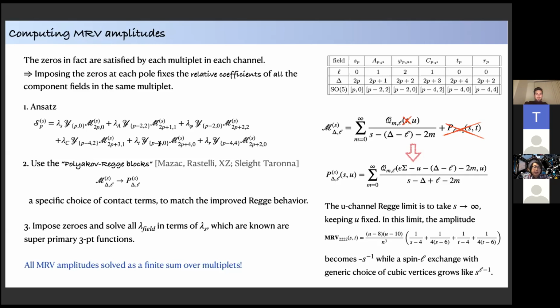After this, we can finally impose that we have these zeros in U at each pole, and that turns out to fix all the coefficients in this ansatz up to an overall coefficient. For the remaining parameter, I'm just going to take the lambda for the superconformal primary. But these numbers can be easily computed by just using the known 3-point functions of the superprimaries. So this gives us all the MRV amplitudes as a finite sum over multiplet MRV amplitudes.